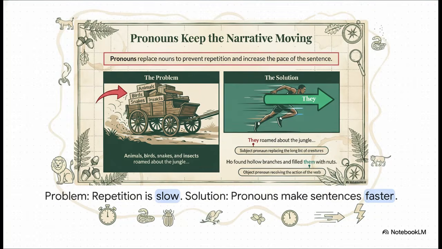Now, what happens if we keep repeating nouns, like animals, birds, snakes, and insects, again and again? The sentence gets really slow and kind of boring, right? Well, the solution is a pronoun. A pronoun steps in and replaces the noun. So instead of that long list, we can just say they.